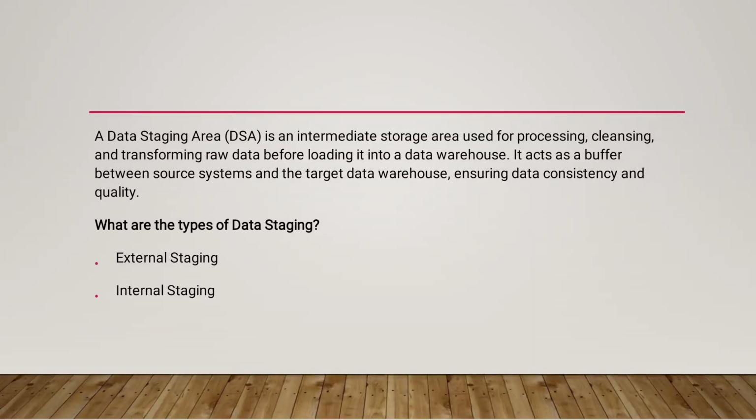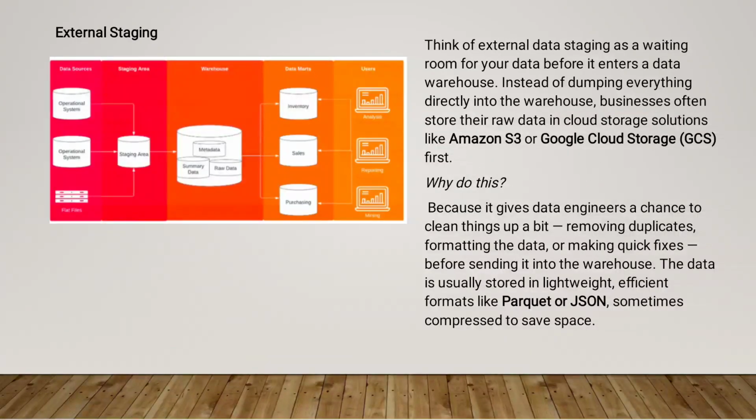Now, a data staging area is an intermediate storage area used for processing, cleansing, and transforming raw data before loading it into a data warehouse. It acts as a buffer between source system and the target data warehouse, ensuring data consistency and quality. What are the types of data staging area? There are two types of data staging area. First one, external staging, and second one, internal staging. Let us see what is external staging.